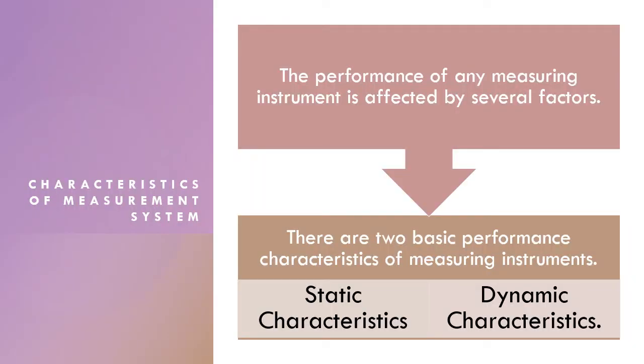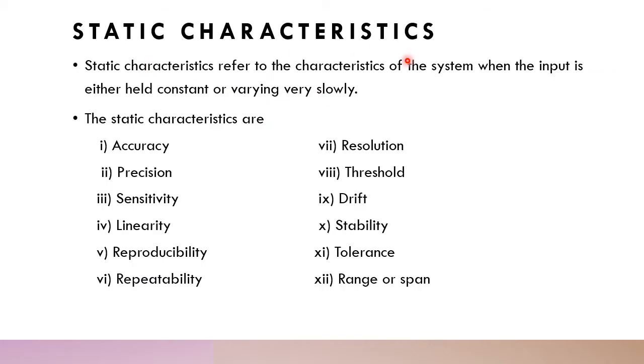And now we see the characteristics of measurement system. So the performance of any measuring instrument is affected by several factors. Here we are going to see two performance characteristics, that is static characteristics and dynamic characteristics. First we see static characteristics. Static means constant. So here static characteristics refer to the characteristic of system when the input is either held constant or varying very slowly. For very slowly varying measurements are characterized by the static characteristics.